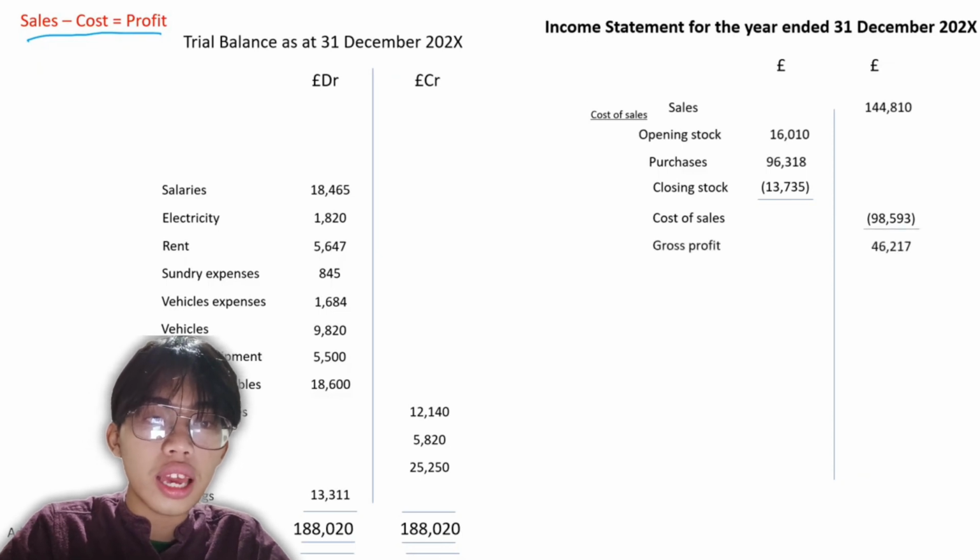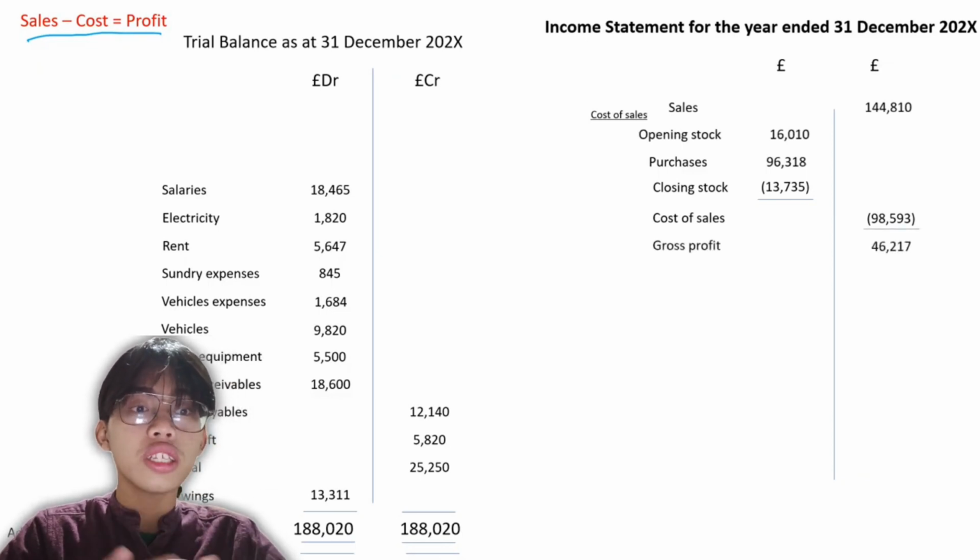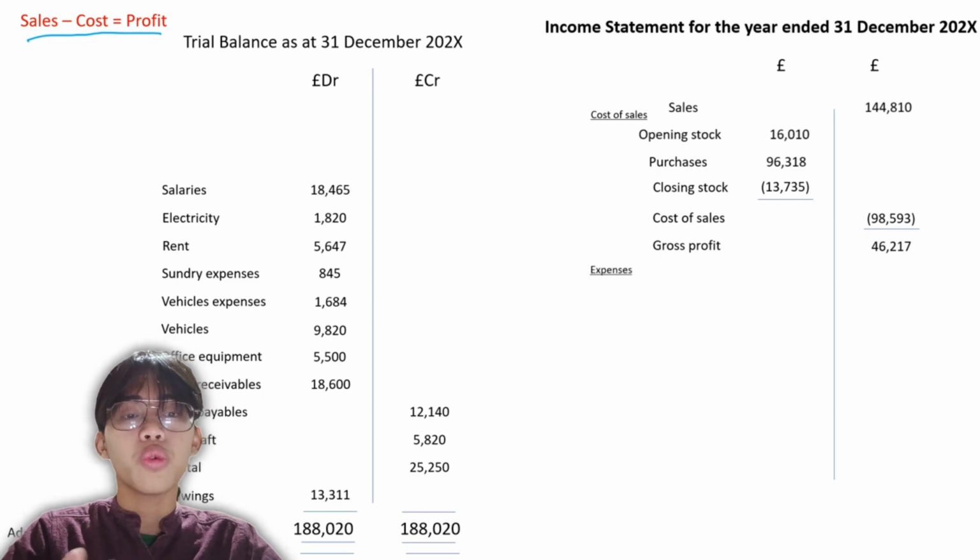Then to get the gross profit, we will deduct the cost of sales from the sales. 144,810 minus 98,593 is 46,217. Then we will write down next the expenses.